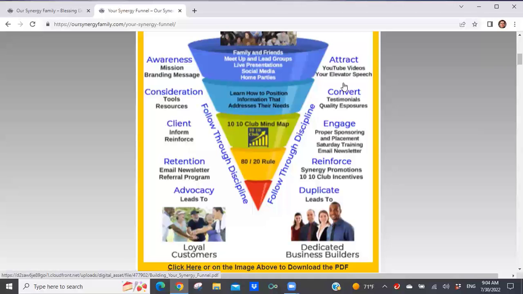tool and all the resources within it, so that if there's something you're missing, there might be a resource here that you can go and study and then add to your infrastructure to help you significantly improve your Synergy business.